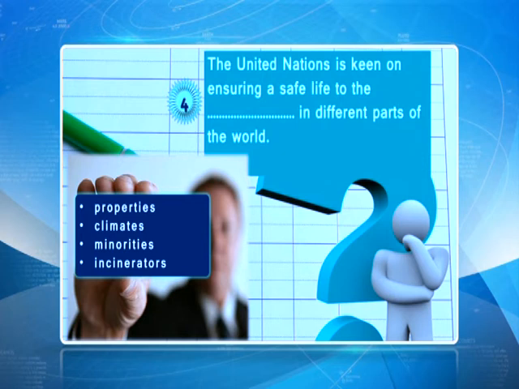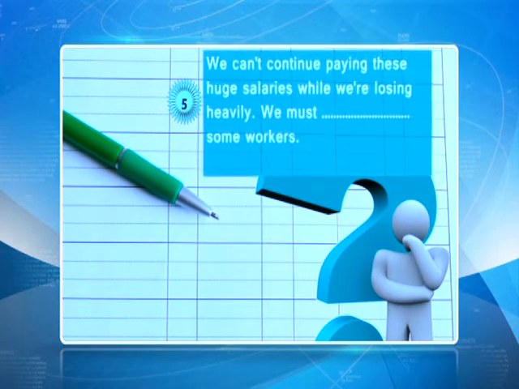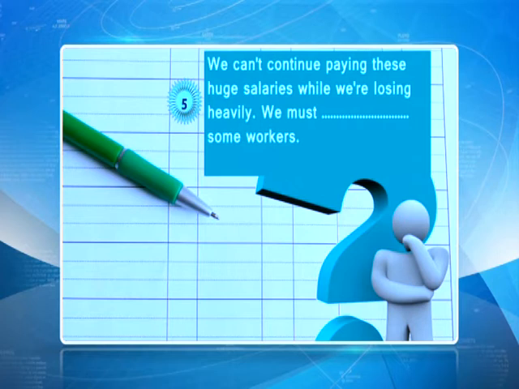So the answer is minorities. The United Nations is keen on ensuring a safe life to the minorities in different parts of the world. Minorities means small groups or marginalized groups. Sentence 5, we can't continue paying these huge salaries while we're losing heavily. We must space some workers.